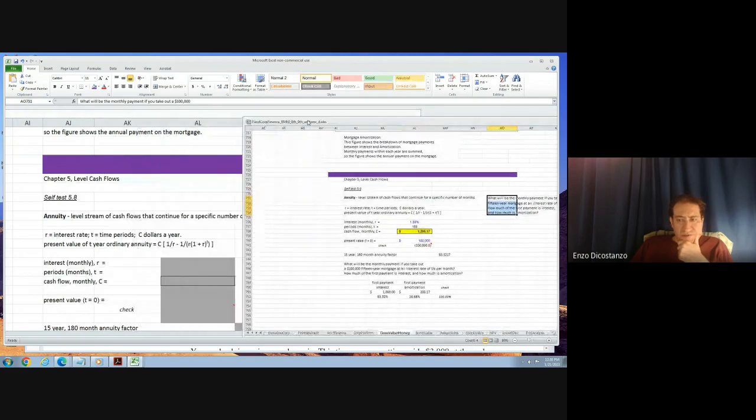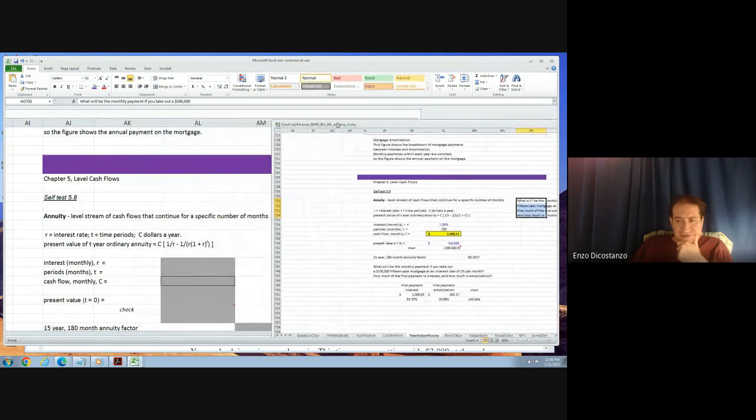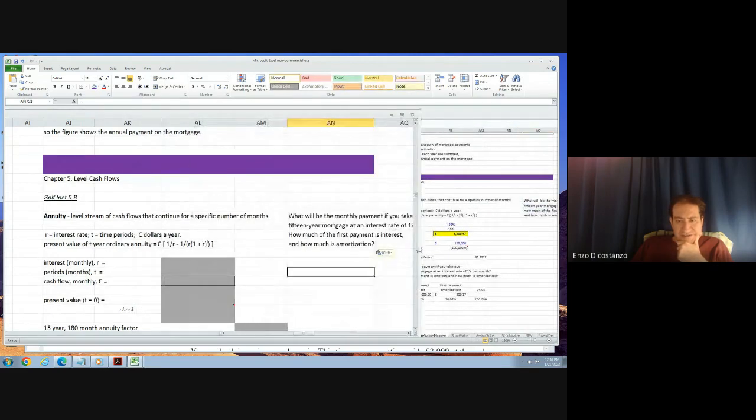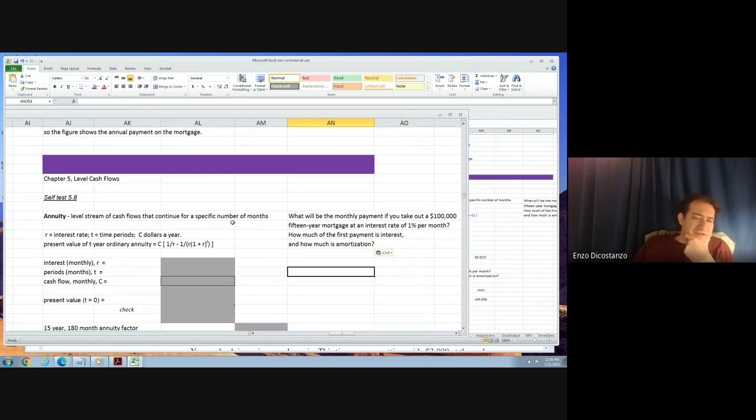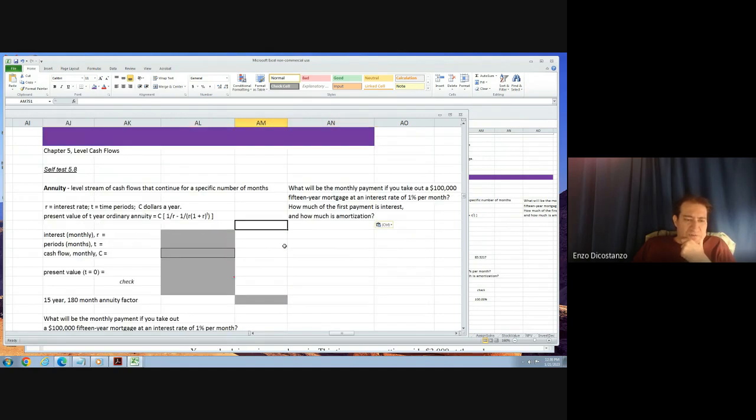So what are we being asked here? It says, what are the payments? How much is the first payment in interest? How much is amortized? Like I said, 150 lines is not unreasonable. For whatever reason, I didn't do the whole big table here, but you certainly can if you want to. The monthly percentage, which is a lot, that's 12% for the year.